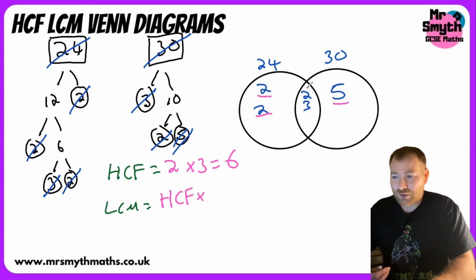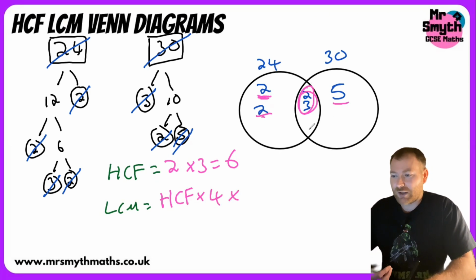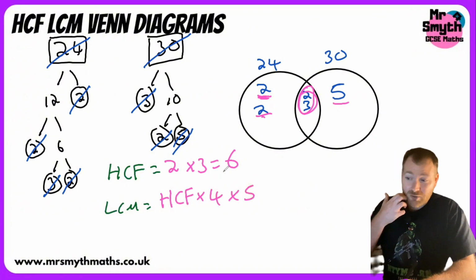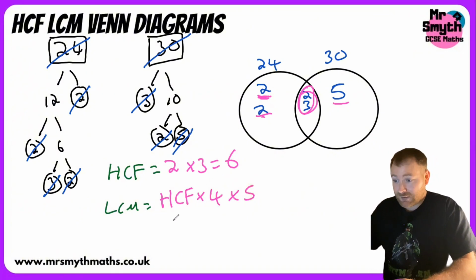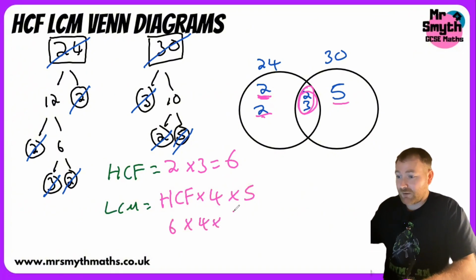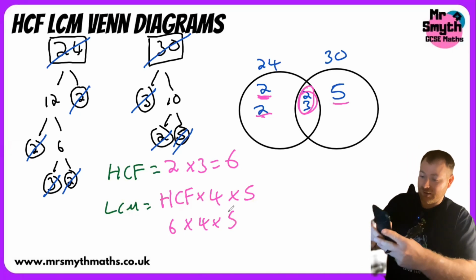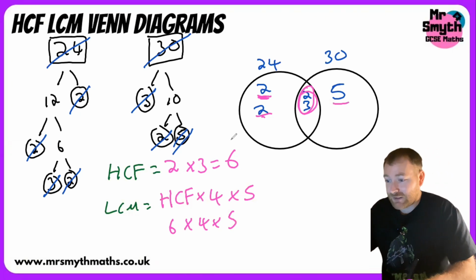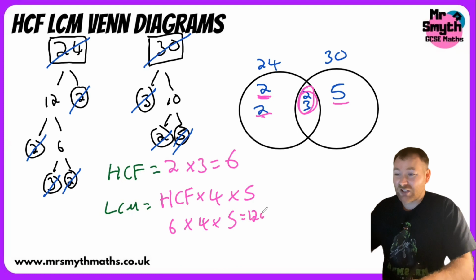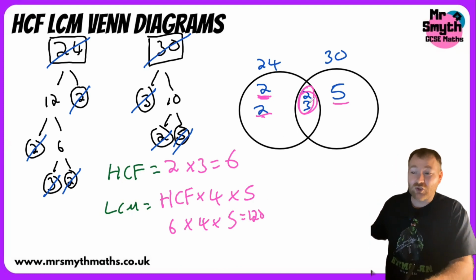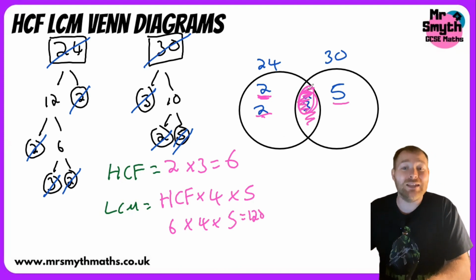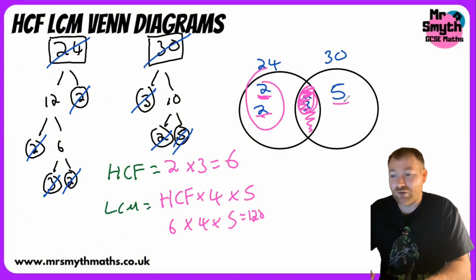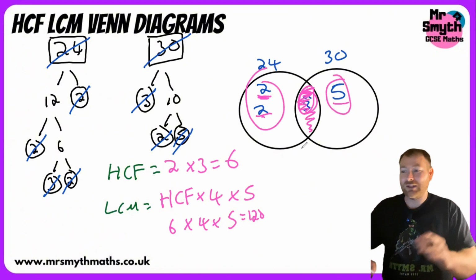Because think about it, we've already multiplied these 2 numbers together. So I'm going to multiply by 2, which I can see is 4, and then multiply that by the 5. So I know the highest common factor is 6, so I can do 6 times by 4 times by 5, and then I'm just going to stick it in my calculator because I'm lazy, and that gives me 120. So you can either just multiply them all together, or just take the highest common factor, which is the intersection, times it by those 2 numbers, times it by that, and that's all you need to do.